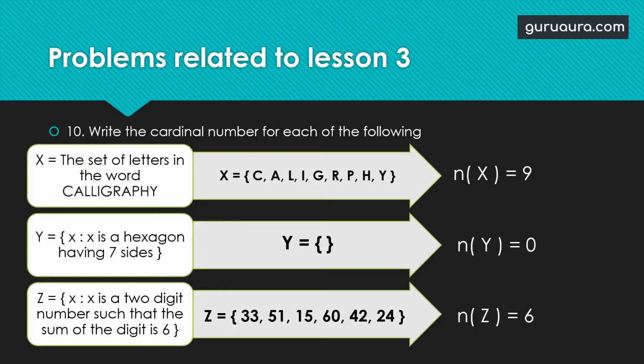Y, the set of all x such that x is a hexagon having 7 sides. We don't have any hexagon with 7 sides. Therefore, the number of elements in set Y is 0. Z, the set of all x such that x is a 2-digit number such that the sum of the digits is 6. We have 6 such numbers. Therefore, the number of elements in set Z is 6.